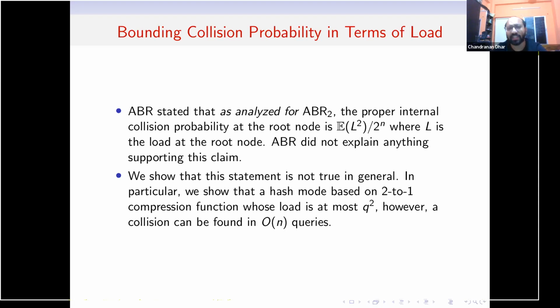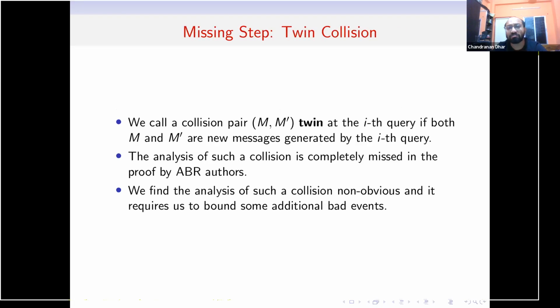So again, there is a mistake. But the mistakes do not end here. We then find that the authors of ABR have missed one collision case altogether. How can the ith query at a node V lead to a collision?